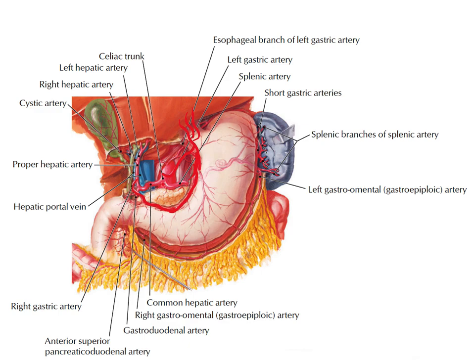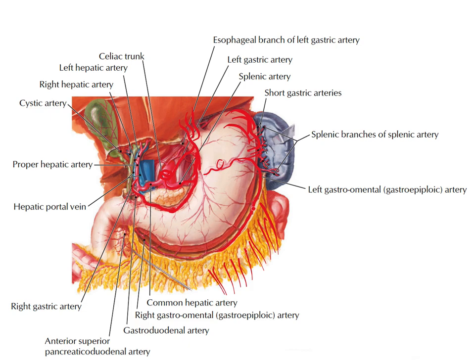Now look again at the celiac trunk that gives the splenic artery, which passes behind the stomach until it reaches the spleen, but it gives from there the short gastric arteries, which pass in the gastrosplenic ligament. And also the splenic artery gives the left gastro-omental artery that passes in the layers of the greater omentum, or in the layers of the gastrocolic ligament. This is the gastrocolic ligament, or you can say greater omentum, that's fine.